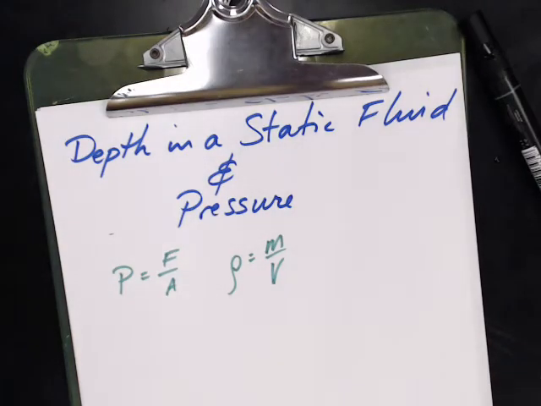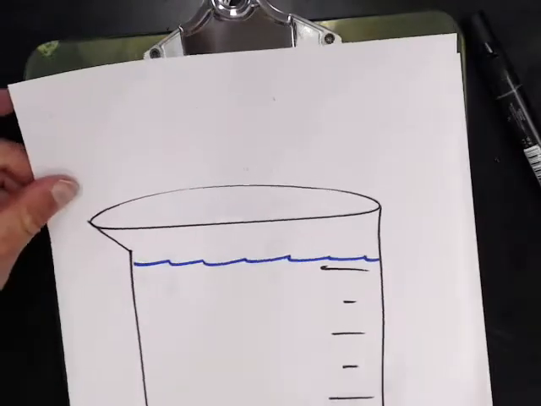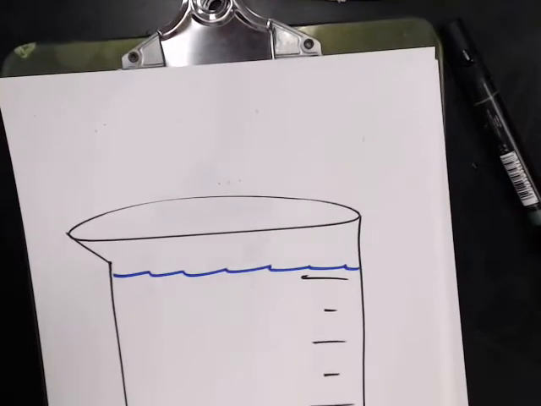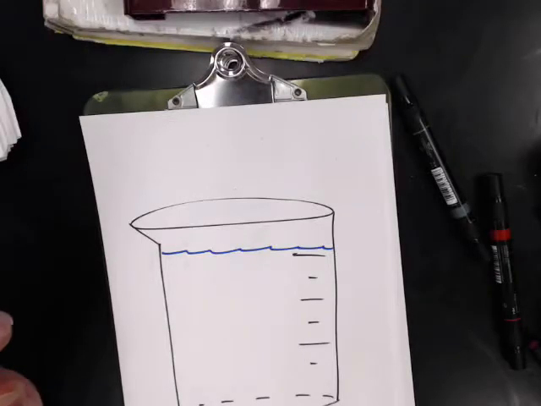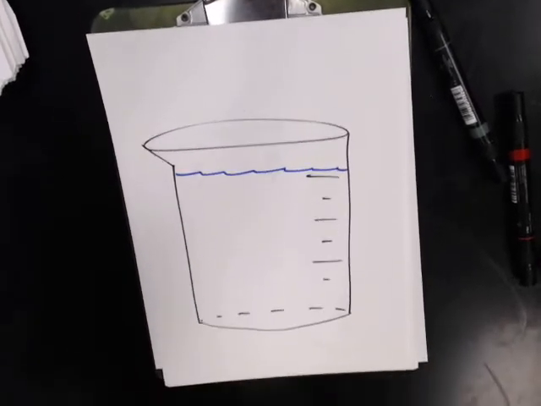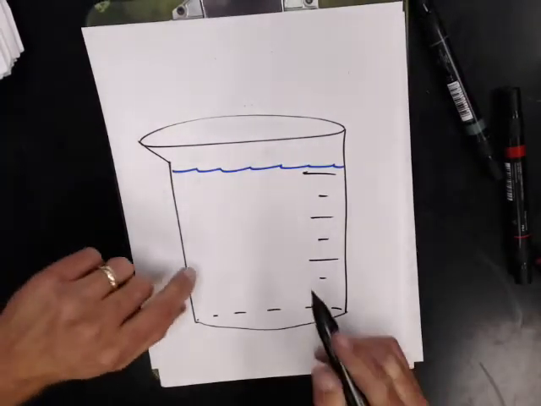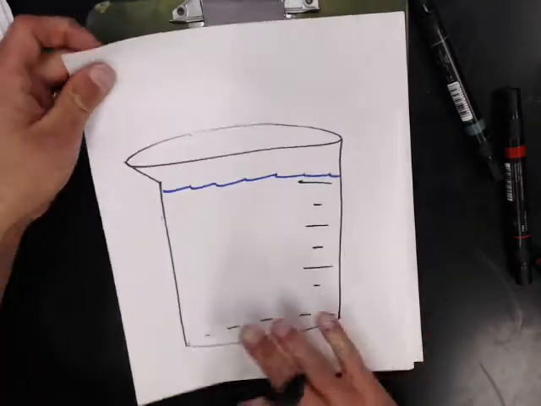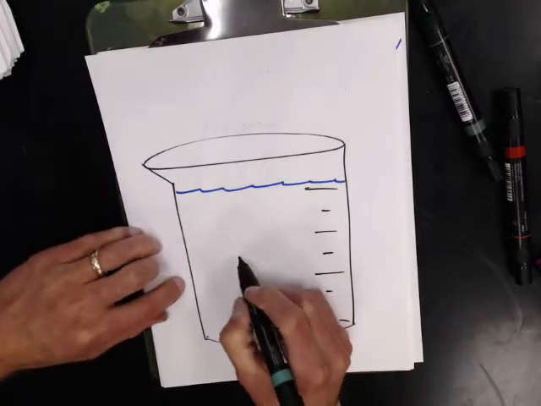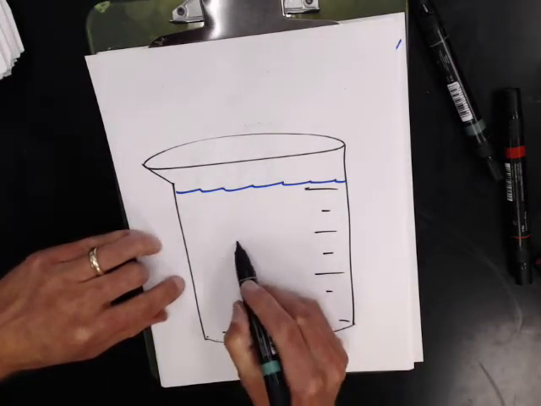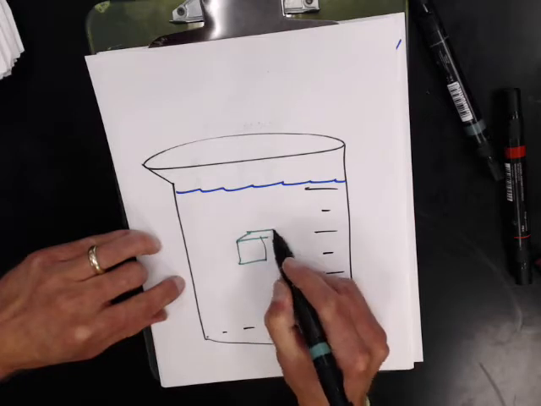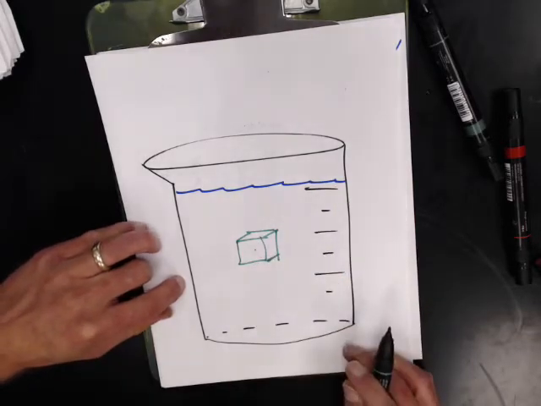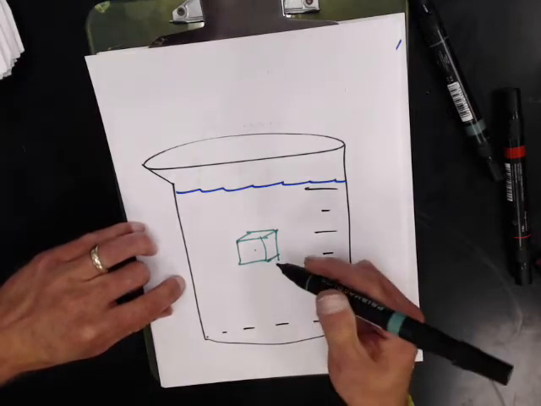So let's go back to our beaker here for a moment. Here's our beaker full of water. I'm going to back out here for a second. Now I want to figure out what is the pressure at some arbitrary spot. So let's pick this place right here. Here's my little cube of water, and I want to find out what's the pressure at some arbitrary point here.